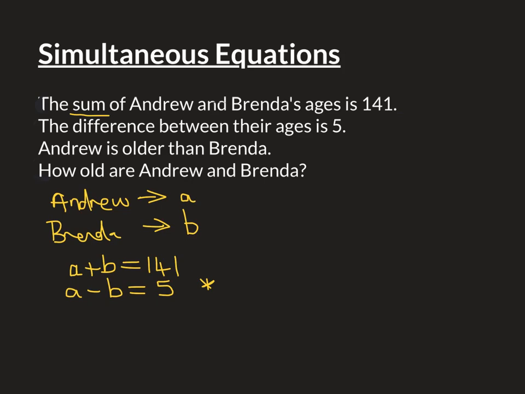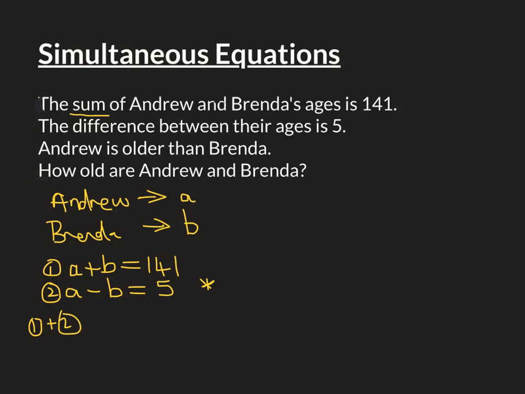So are any of the coefficients the same? Actually, yes, they are. They're the same for A and they're the same for B. So I can either try and eliminate A or I can try and eliminate B. I'm going to eliminate B because I can see quite easily that the signs are different. So if I add them, and I find adding easier than subtracting, if I add these two equations, the B's are going to disappear. So I'm going to add equation 1 and equation 2.